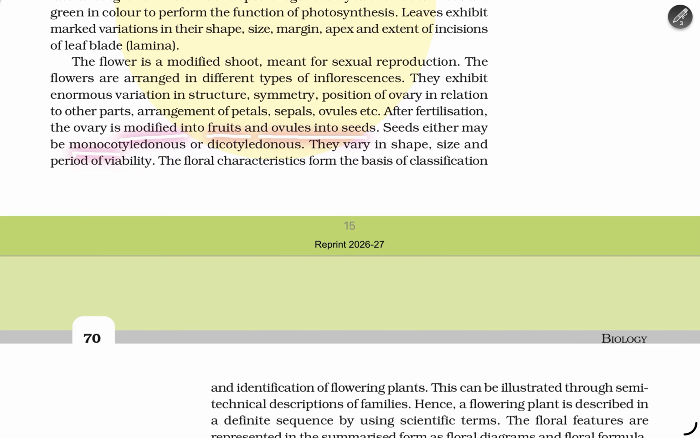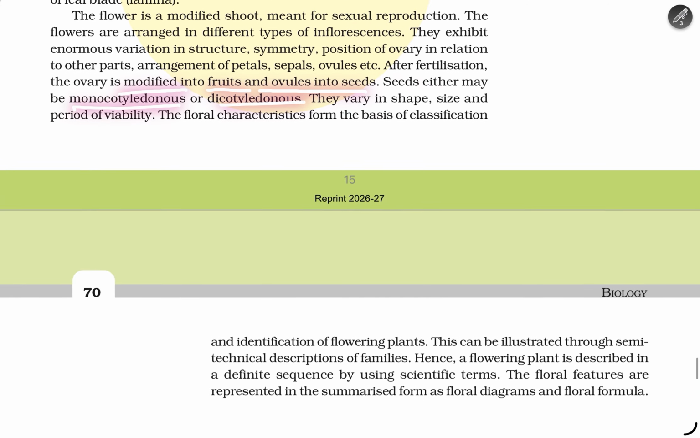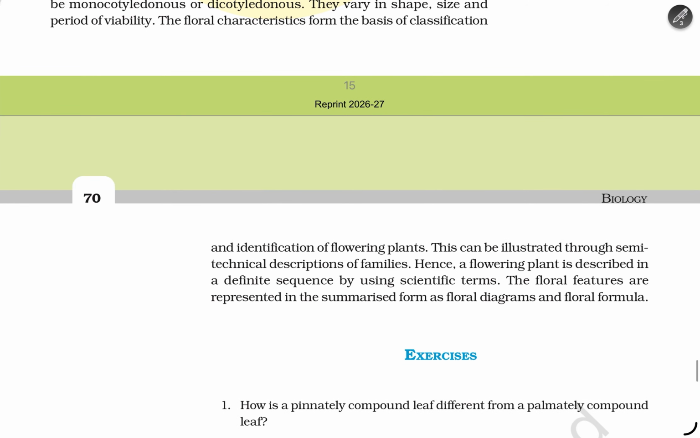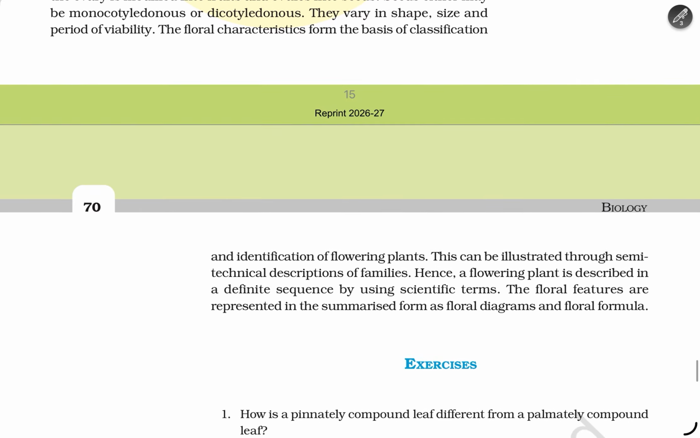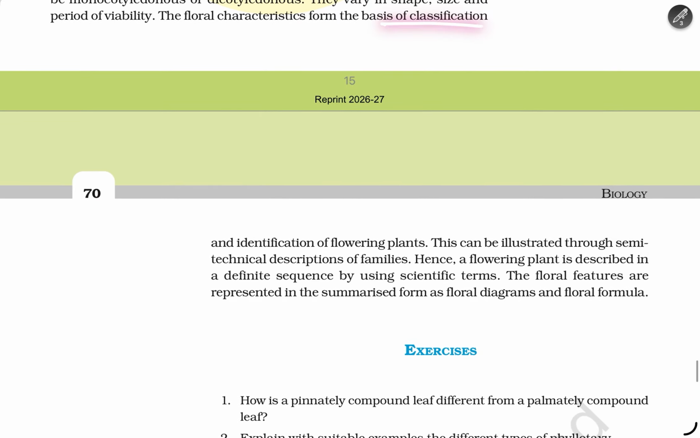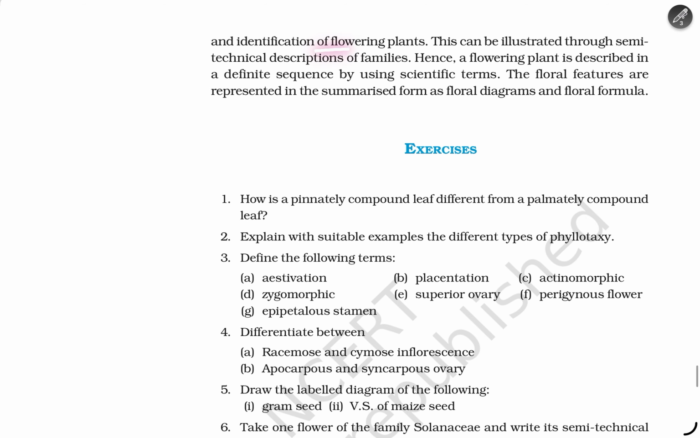The seeds may be monocotyledonous or dicotyledonous. They vary in shape, size, and period of viability. The floral characteristics form the basis of classification and identification of flowering plants. They are illustrated by the semi-technical description of families. Hence, a flowering plant is described in a definite sequence using scientific terms. The floral features are represented in a summarized form as floral diagrams and floral formulae.